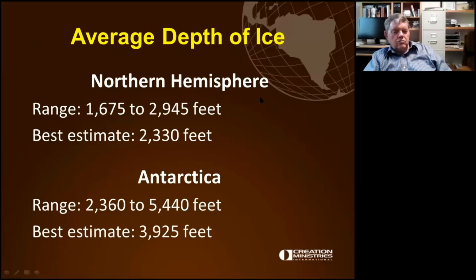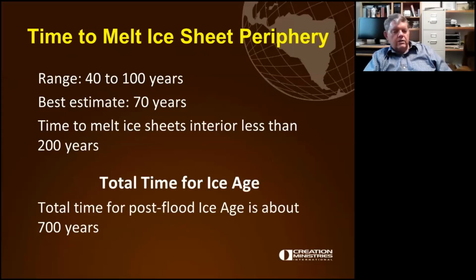The ice sheet was about 2,300 feet in the northern hemisphere, 4,000 in Antarctica. It would take from 70 years near the edge, the periphery, to melt, 200 years in the interior, for a total time of about 700 years.